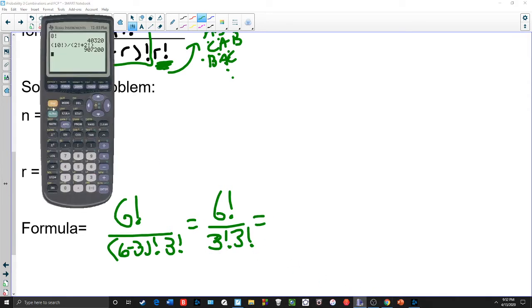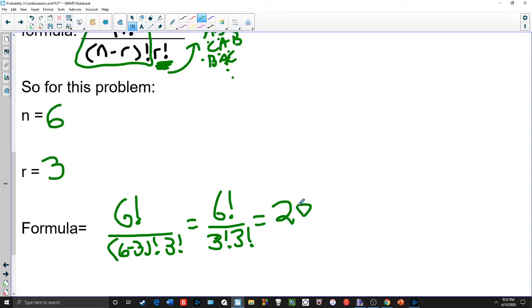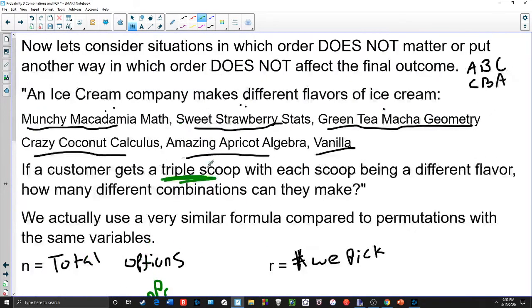So if I go back to my calculator here, again, it looks very similar to the permutation one with repeats on it almost, right? So I have 6 factorial, 3, and 3, and I end up getting 20. So there's 20 different combinations that I can pick if I pick 3 flavors from these 6 here. 20 different ways I can get my order there. Because again, it doesn't matter what order you put them in, you're still going to get that as a result.